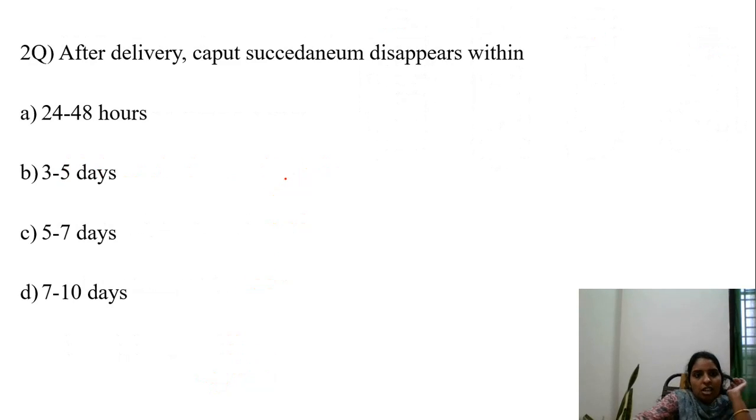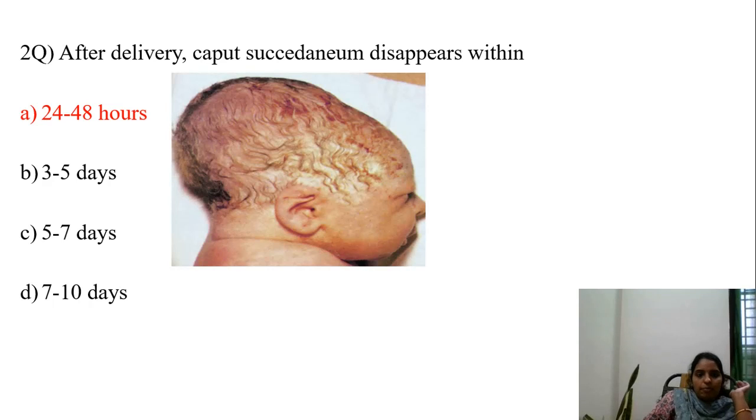The next question: after delivery, caput succedaneum disappears within? As I have discussed, it is present at the time of birth and disappears within 24 to 48 hours. Normally the fetal head should be like this, but because of the accumulation of fluid in the layers of the scalp, the swelling appears. It is present at birth and disappears after 24 to 48 hours.